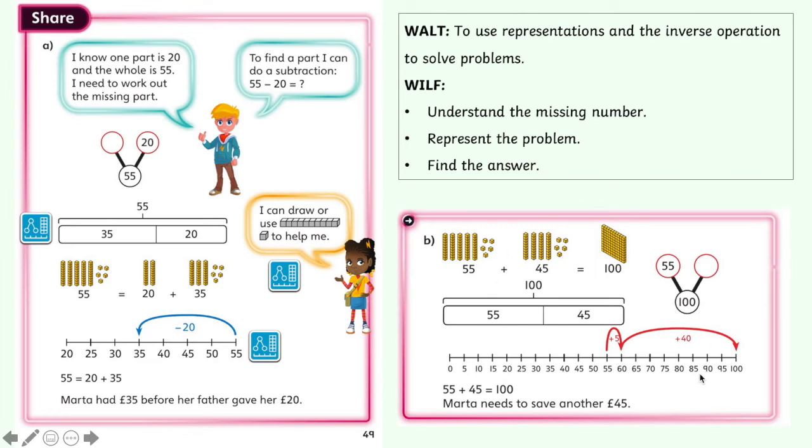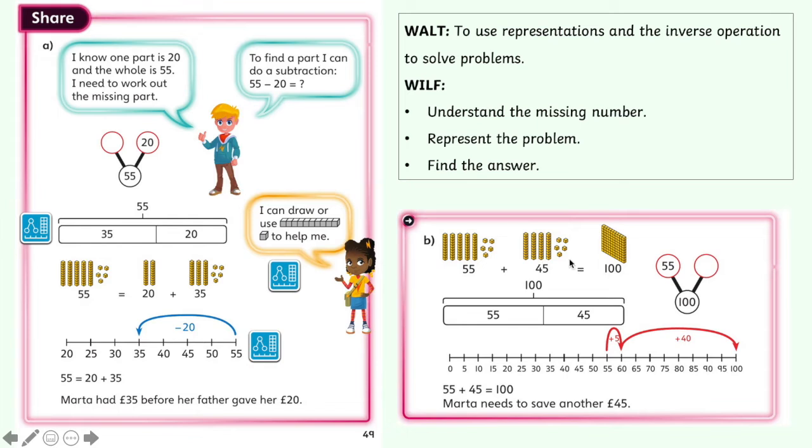Again, let's have a look at the representations that have been used. This time, the 55 is what Martha's got at the moment, and she's looking to get some more. So the 55 is now a part, and 100 is the total that we're trying to get to, or the whole. And we're looking for this missing part here.